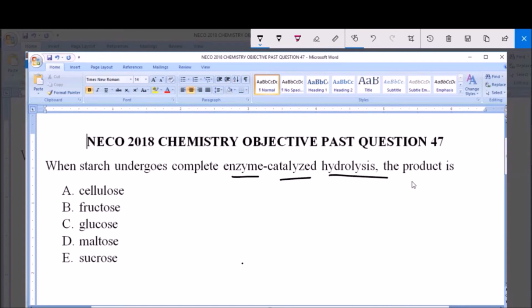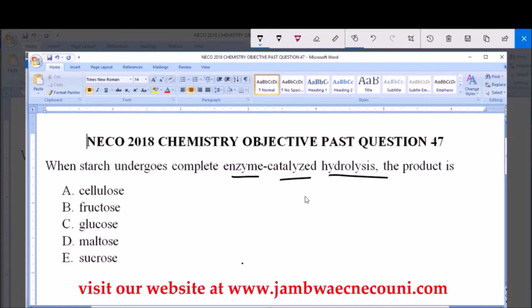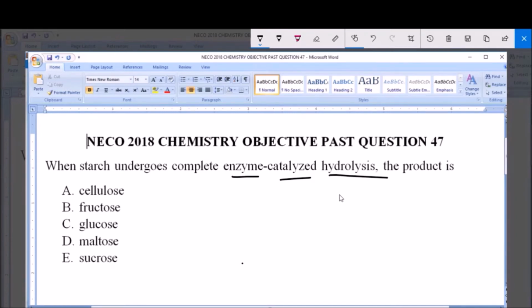Hydrolysis simply means addition of water, to break the bonds between the components of starch. Now, a typical example of this enzyme catalyzed hydrolysis occurs in the mouth, whereby the enzyme present in the saliva hydrolyzes starch. Like we know, the enzyme present in the saliva will catalyze this reaction of hydrolysis. So it hydrolyzes starch into maltose.